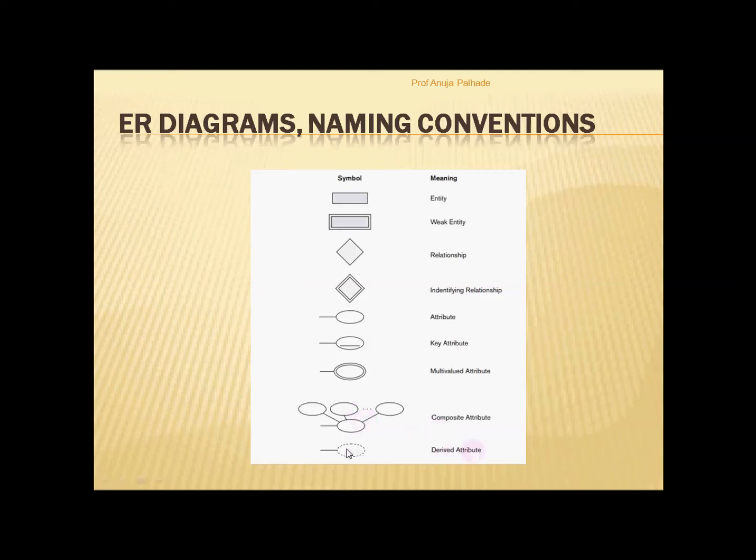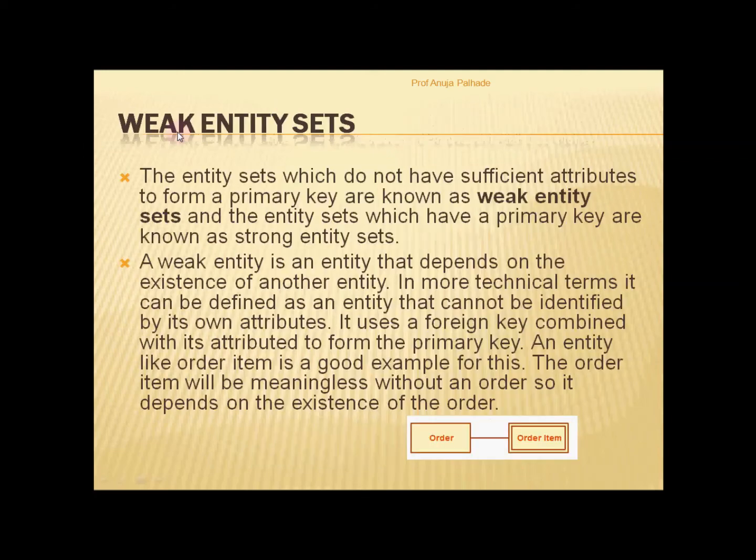This is the derived attribute, shown by a dotted oval. So these are the standard symbols. You have to follow them. You have to remember them while drawing the ER diagrams.